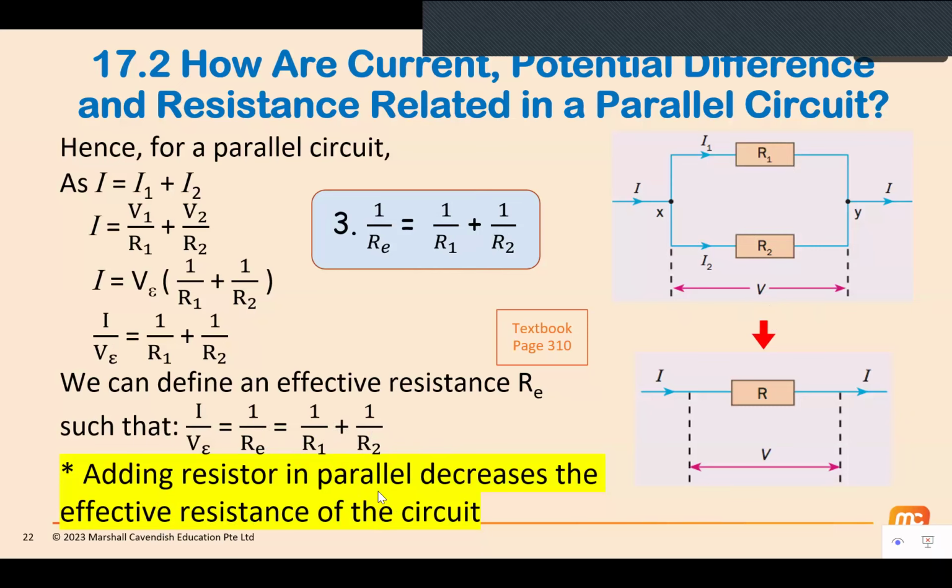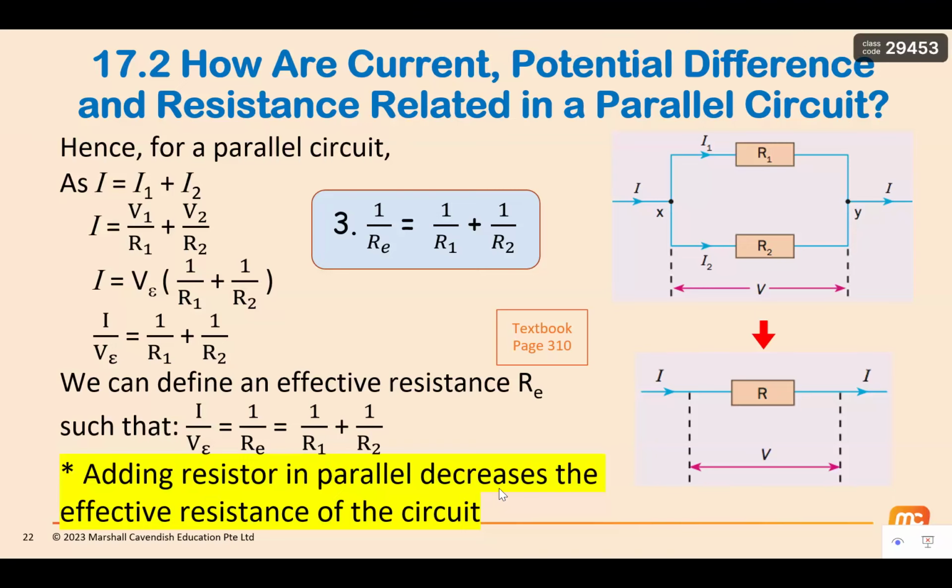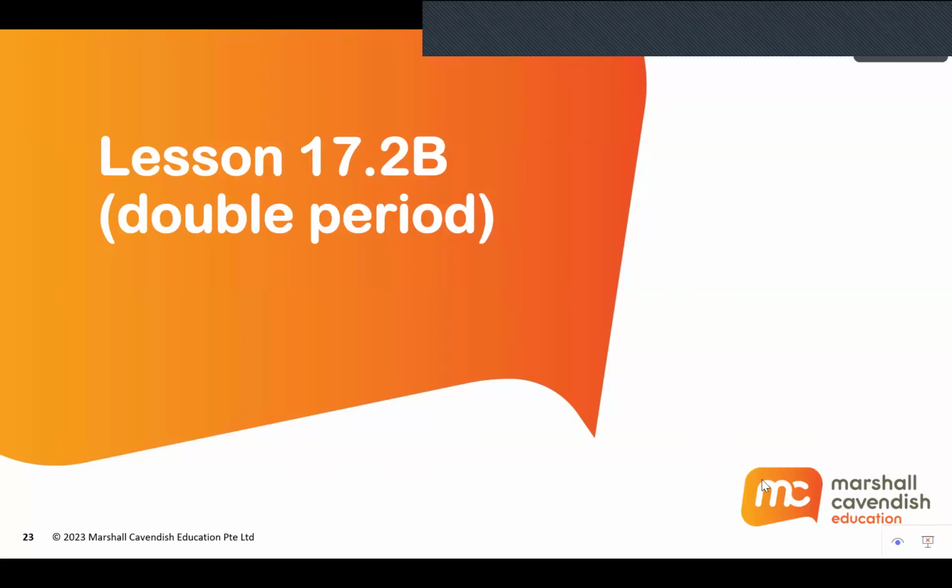So if I add resistors in parallel, I would have decreased the total resistance of the circuit. Okay, it's exactly opposite of series. In series, when I add one more resistor, my total resistance increases. But for parallel, when I add one more resistor, the total resistance will decrease because I'm taking the reciprocal, 1 over R. So I can combine these two to give me an effective resistance as a single resistor over here. Okay, let's move on. So we have covered the 3 rules about current, potential difference, and resistance in series and parallel. That is all for part 1.